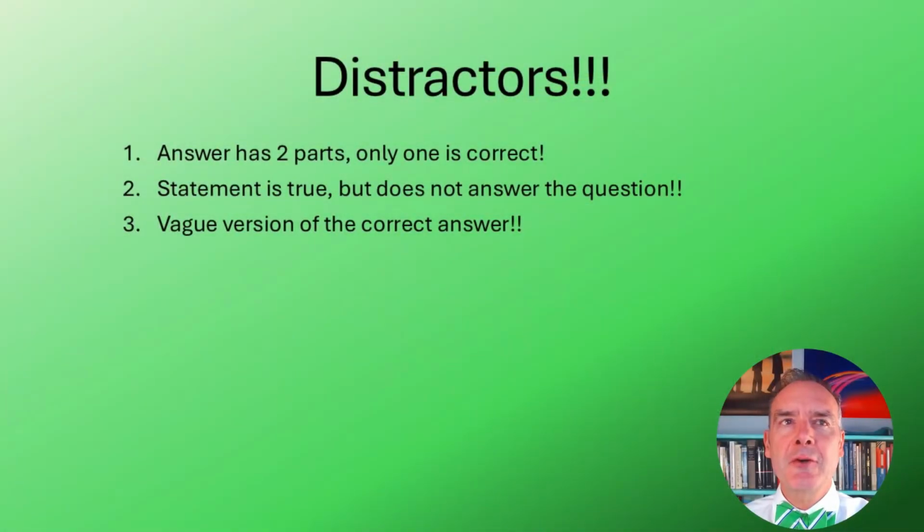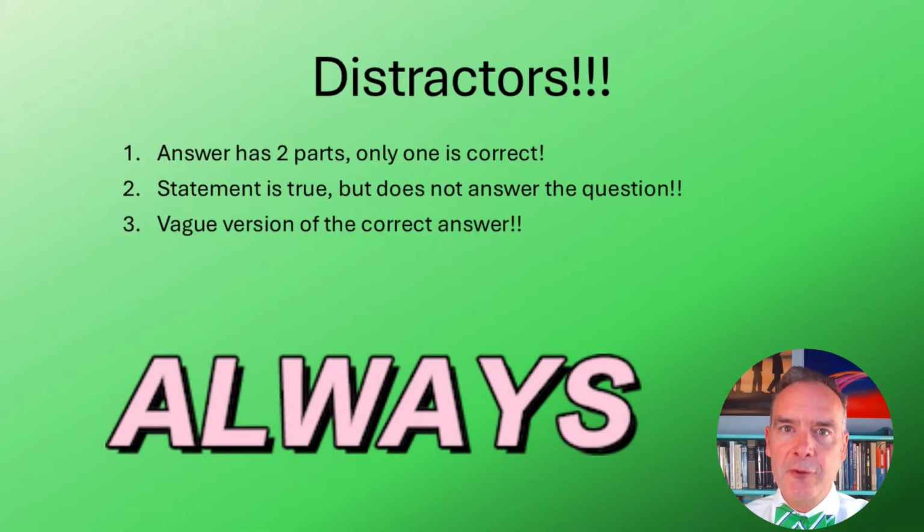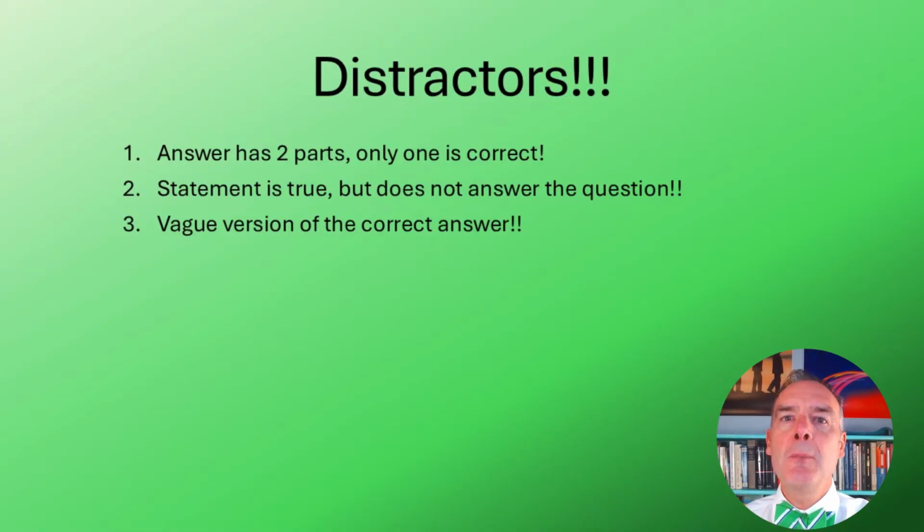One is where the answer has two parts, but only one of them is correct. If only one part of the answer is correct, eliminate that answer. Another is where the answer is a true thing about the passage, but it just doesn't answer the question that's being asked. You should also eliminate those answers. Finally, some answers might be a vague version of the correct answer. This is why you should always read all of the answers carefully, because you might end up with a situation where both answers seem kind of right, but one is much more specific.